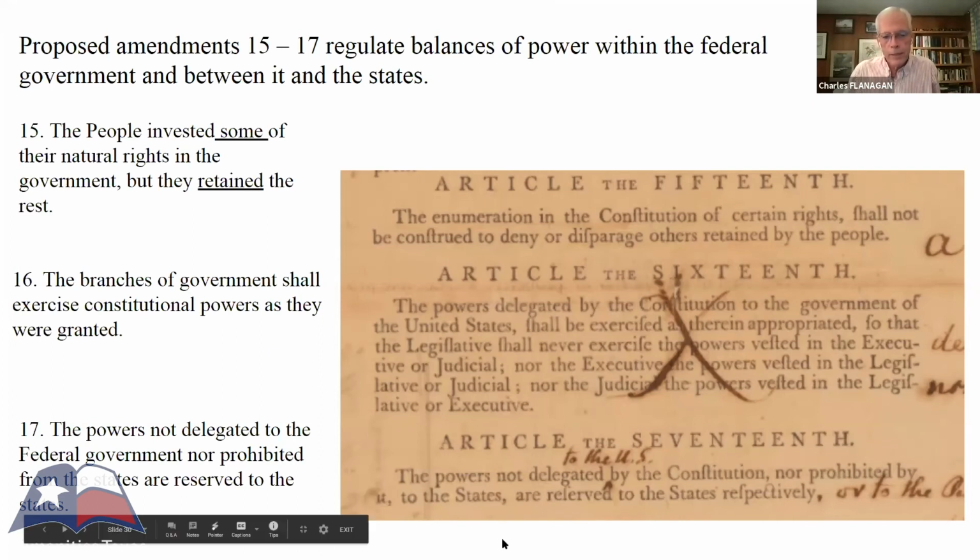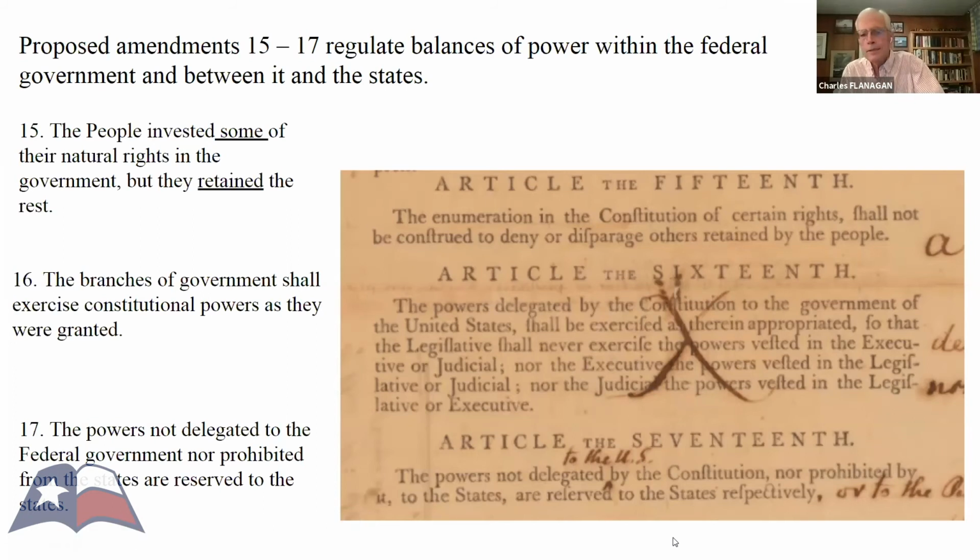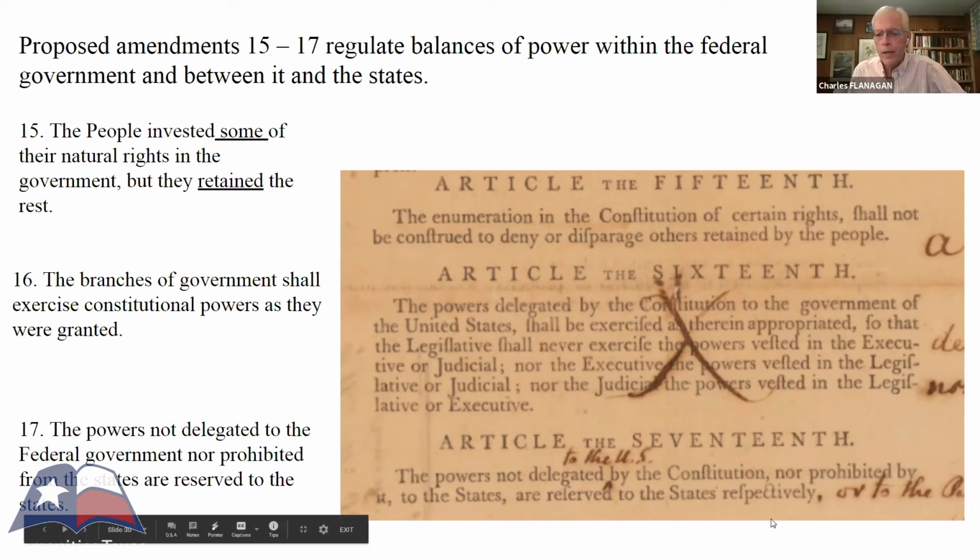The powers not delegated to the federal government nor prohibited to the states are reserved to the states. But when you're looking at these, what you can see is the negotiating process. You can see that Article the 16th was dropped, Article the 14th was dropped, and you can talk about why those ideas perhaps were dropped. But Article 17, you can see negotiating in a different way, because it says the powers not delegated to the U.S. by the Constitution, nor prohibited by it to the states, are reserved to the states respectively.